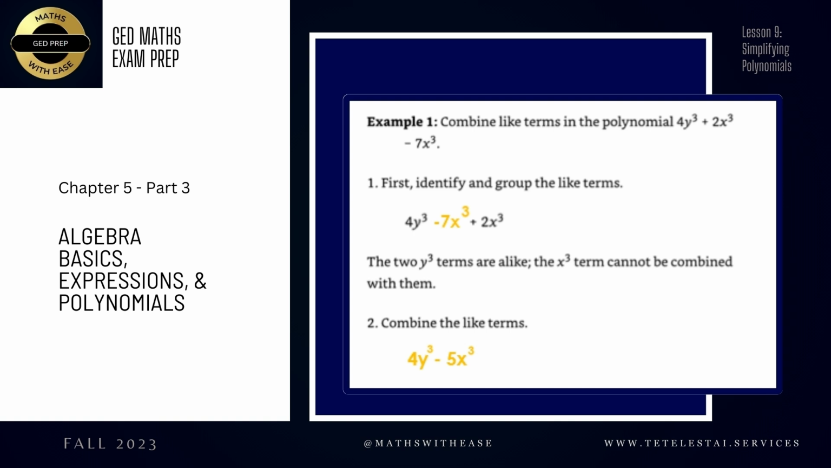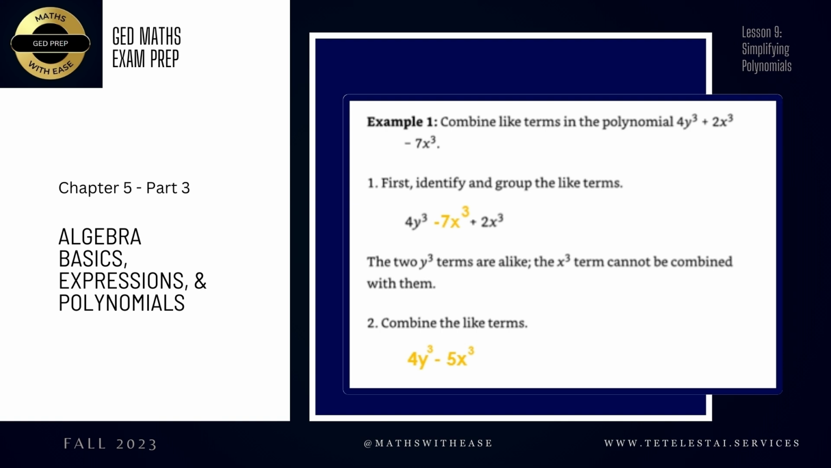This was another portion of the chapter that had errors, so just pay attention to that when you're studying so you don't get confused. This example is asking to combine like terms in the polynomial 4y cubed plus 2x cubed minus 7x cubed. So the first thing that you want to do is identify your like terms and then group them together. So in this particular example, 4y cubed is the only expression of its kind, I should say. So you would just simply write that down.